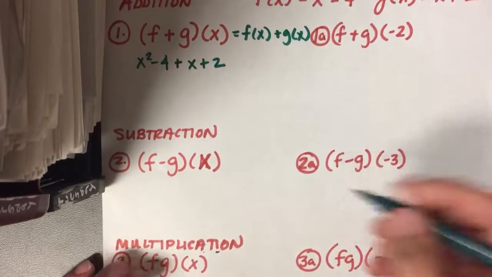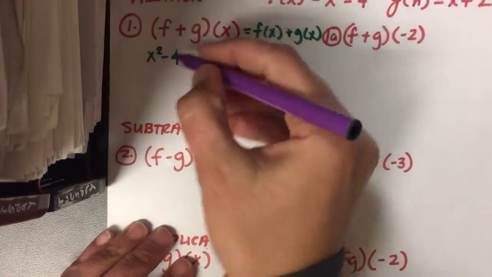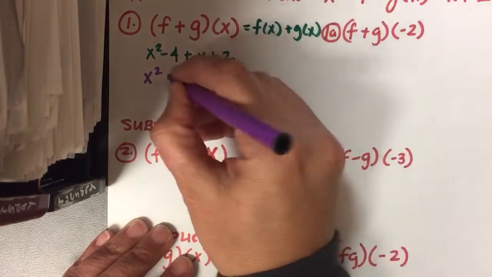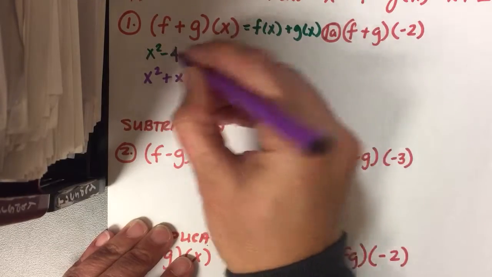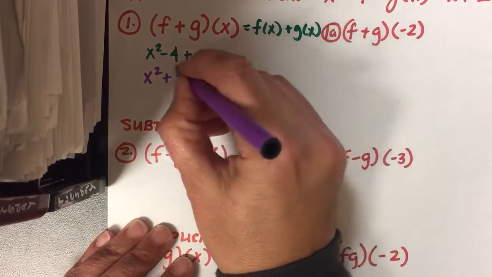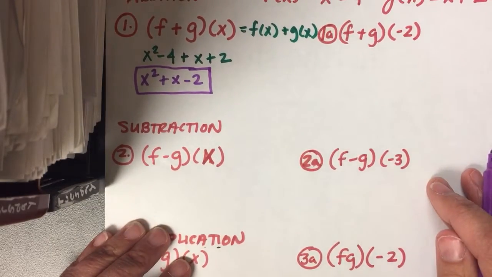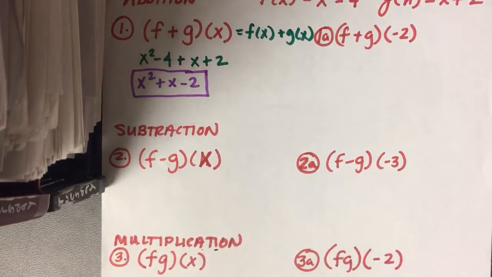And then I'm going to combine like terms. So I have x squared plus x, and negative 4 and 2 is minus 2. And that's it. That's simple. That's how you add the functions together. So let's look at the next one here.